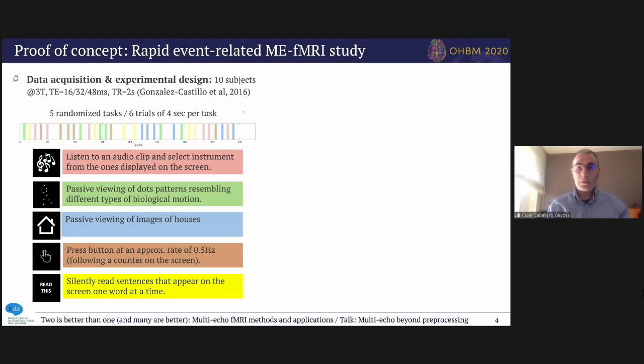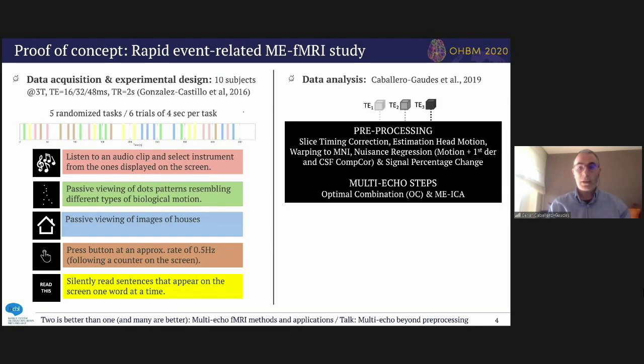As a proof of concept, we have validated this algorithm in a multi-echo fMRI dataset acquired at 3 echo times at 3 Tesla, where subjects perform a random fast event-related paradigm, including 5 tasks. Regarding the data analysis, the 3 echo datasets were preprocessed with a standard pipeline implemented in AFNI that optionally included optimal combination of the echoes and multi-echo ICA as part of the preprocessing in order to evaluate the influence of these steps in posterior analysis.